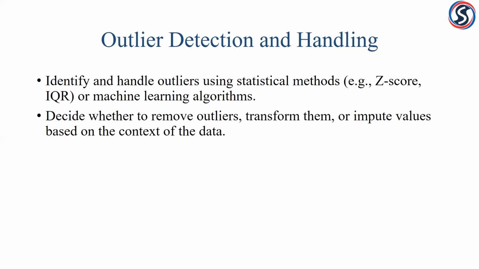The first thing we are going to do is visual inspection. Then we are going to handle the data with the help of some statistical methods, for example Z-score or interquartile range.